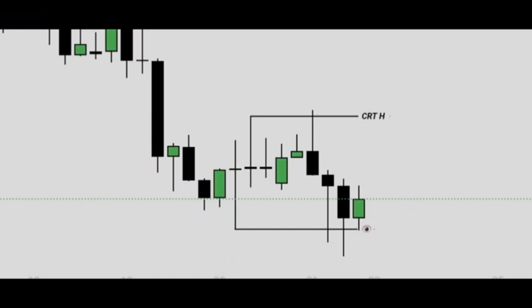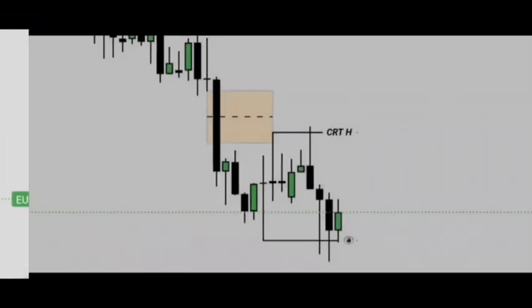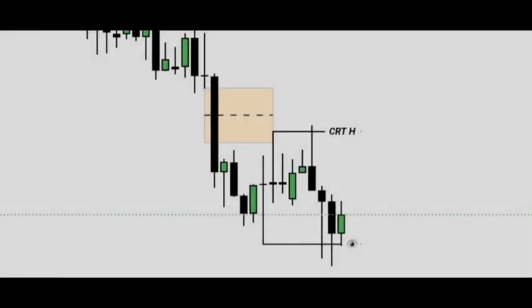Do we understand? Now as you can see, we have a key level that supports the CRT high, which is this FVG that we can see here. This FVG also supports the CRT candle. So I want to say it again.